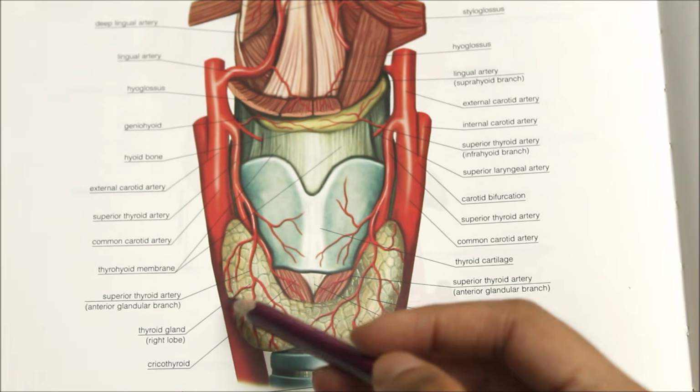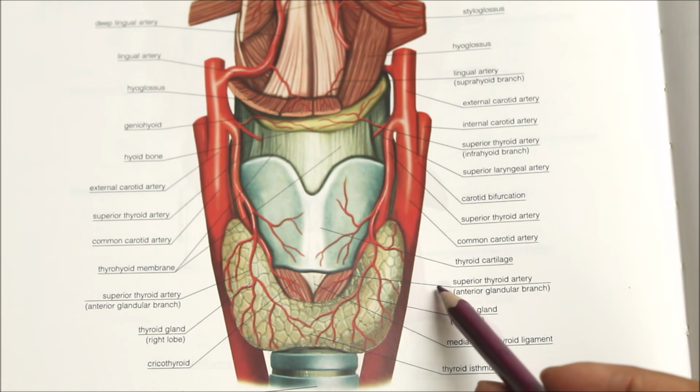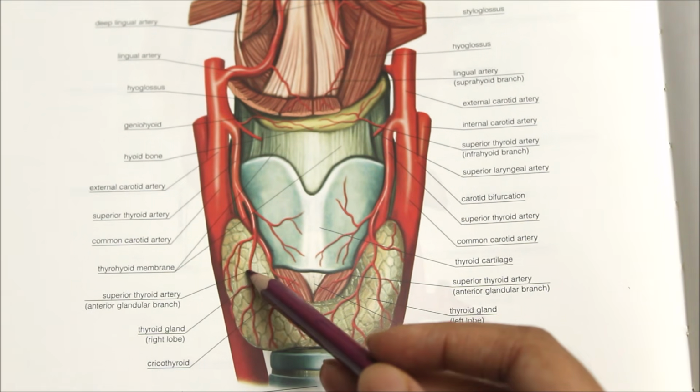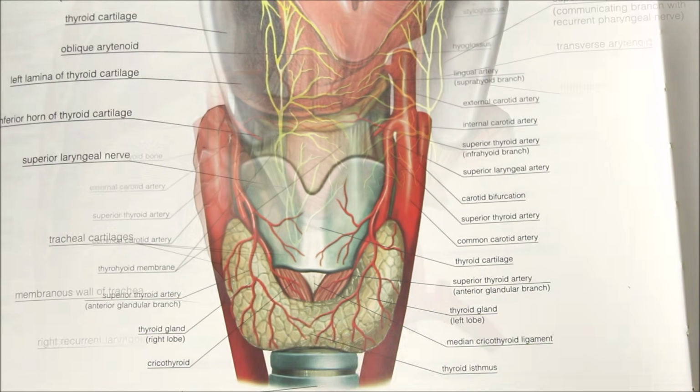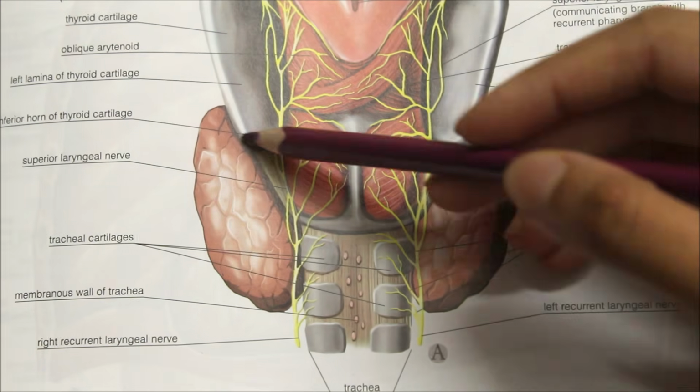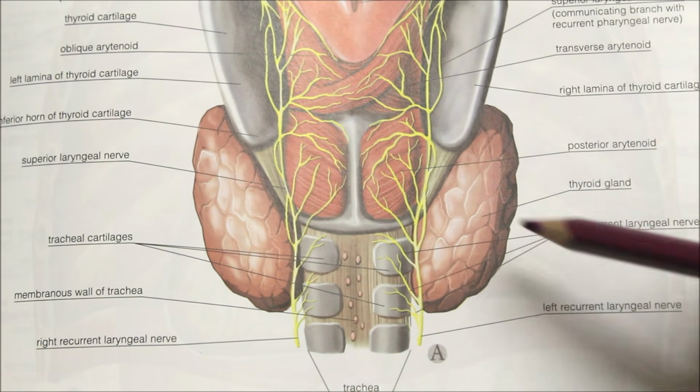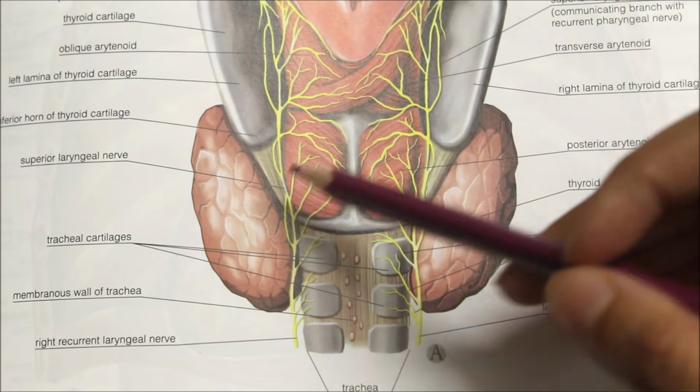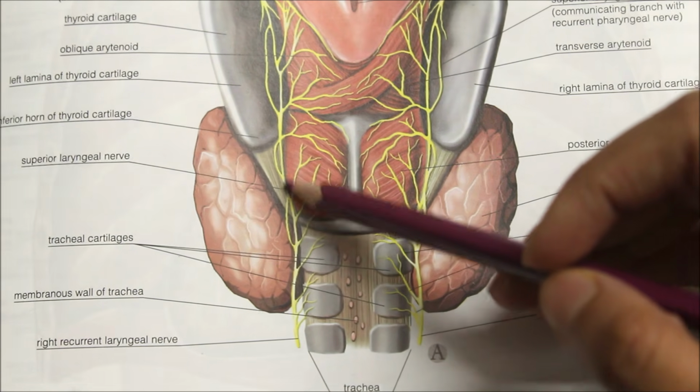The apex is related to the superior thyroid artery, as you can see right here. These are the superior thyroid arteries. The apex of the thyroid gland is also related to the external laryngeal nerve, which is a branch of the superior laryngeal nerve.